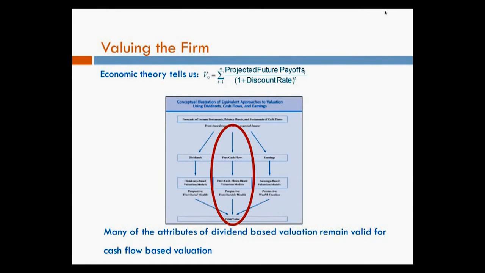So this is just background. We saw this at the beginning of the last chapter. Economic theory tells us projected future payments are the discounting back from year one to perpetuity of all your future payouts. In this case, those payouts will be measured by free cash flows, the center of the three, and it's very similar in many ways to dividends, but different in other ways.